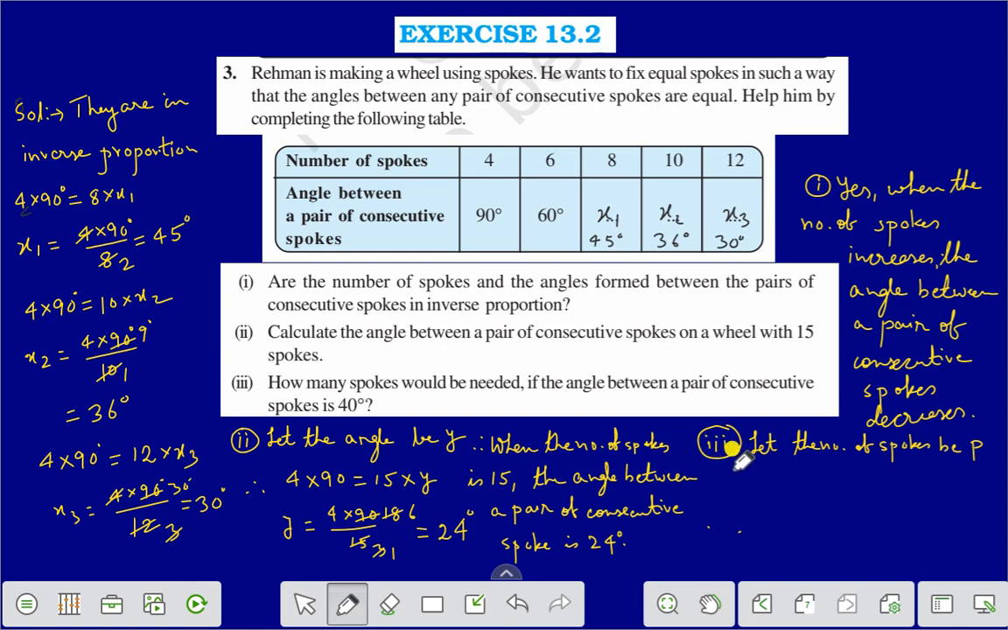Right? Therefore, since they are in inverse proportion, 4 into 90 is equal to 40 into p, or p can be written as 4 into 90 by 40. Right? We are getting, cancelling the zeros, 4 into 9 by 4, that is equal to 9.